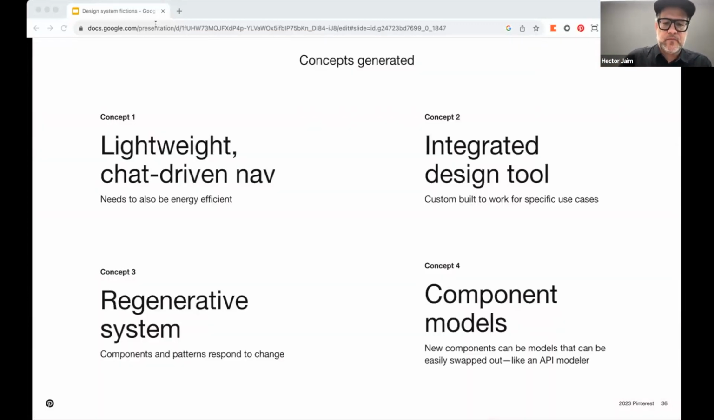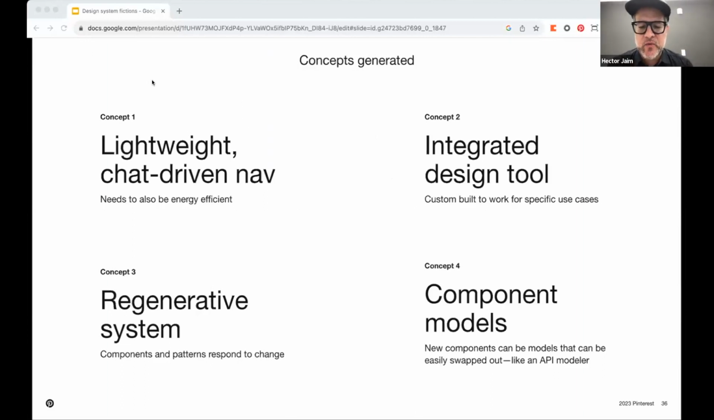So from this futures wheel, I thought, okay, there are a few things that we can think about for design systems. One is going back to that compass thing. I'm kind of obsessed with it, right? If large language models are so intensive, perhaps when you use the design system yourself locally, it can be much more lightweight and energy efficient.